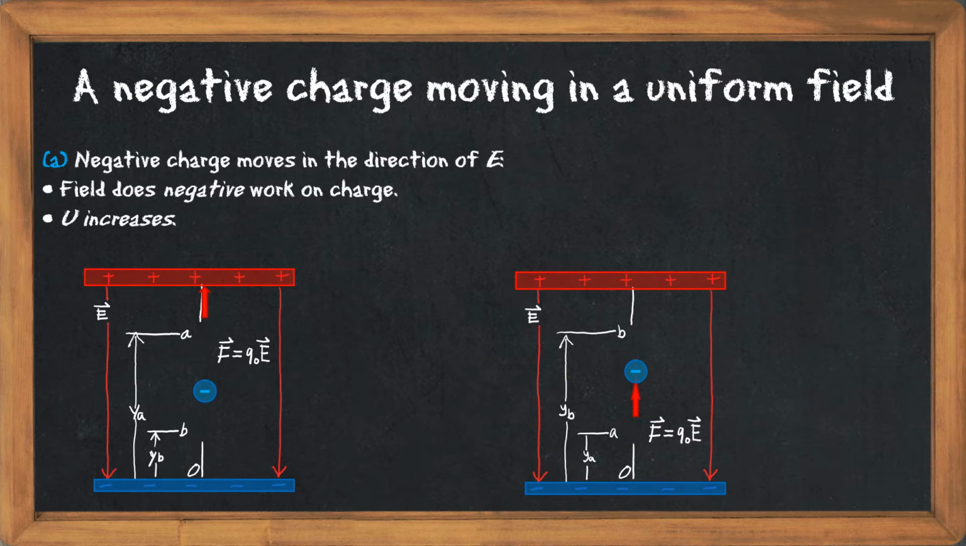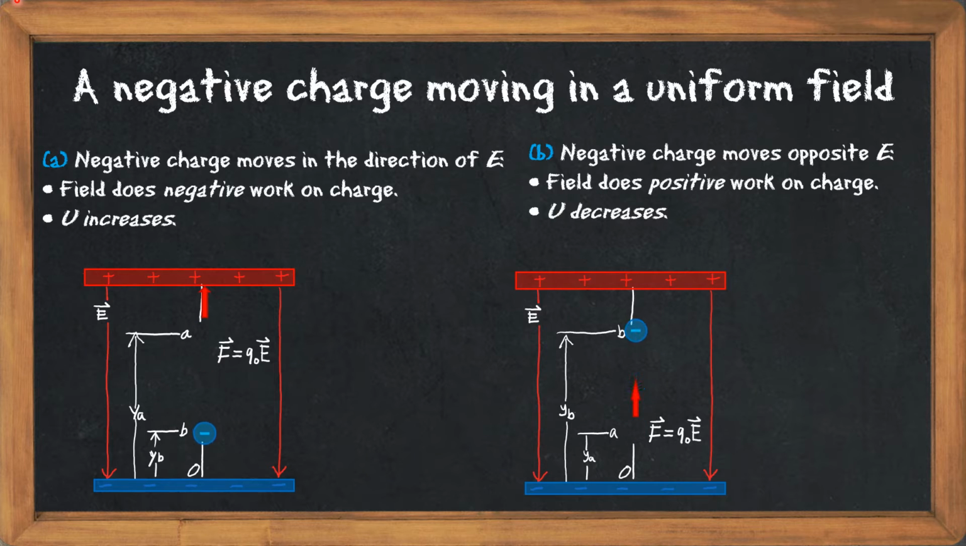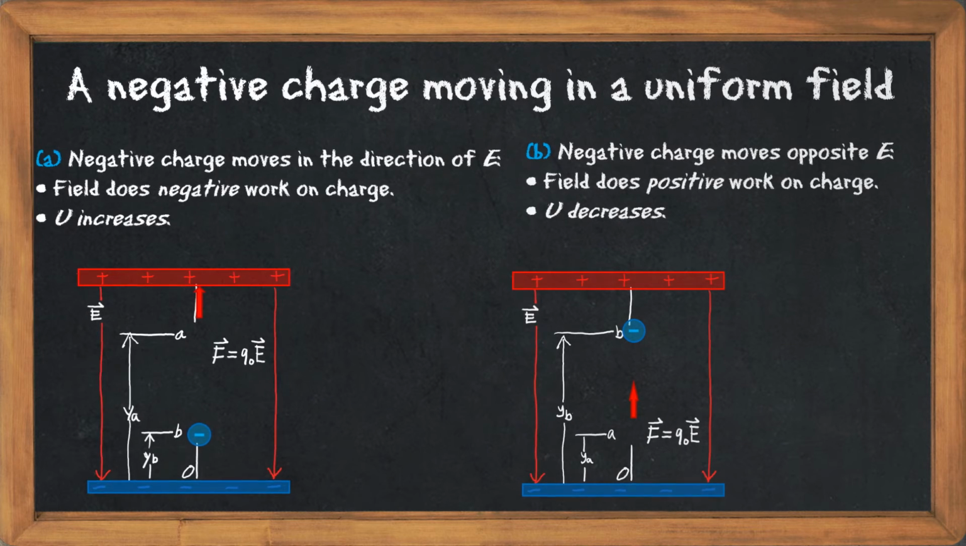If the test charge is negative, the potential energy increases when it moves with the field. The field does negative work on the negative charge. But when the negative test charge moves opposite to the field, the potential energy decreases, and the field does positive work on the negative charge.